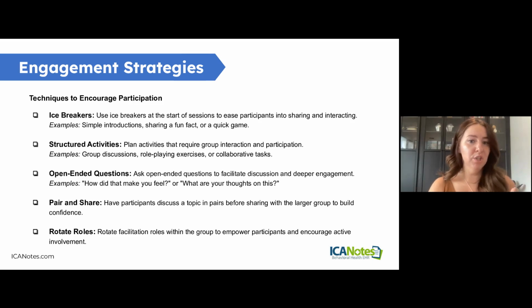I really do suggest the pair and share. People tend to feel like, especially if your group is bigger, breaking off into smaller groups and just really helping people connect with each other one-on-one can be helpful. Giving people a buddy never hurts.